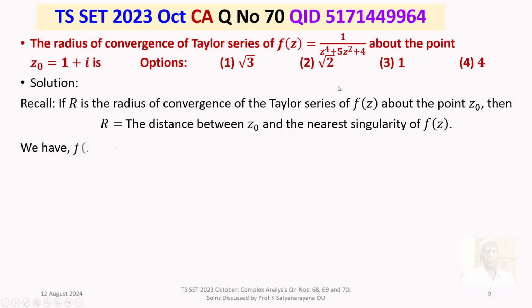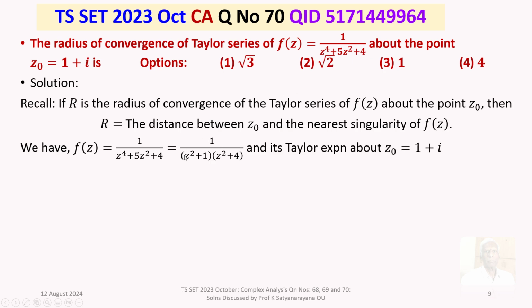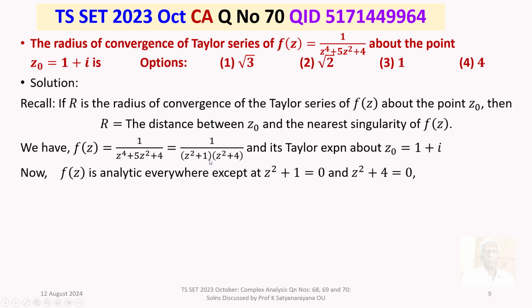Right. So we have f of z, that is 1 by z to the power of 4 plus 5z square plus 4, and that is equal to 1 by (z square plus 1) into (z square plus 4). And we have its Taylor's expansion about z0 is equal to 1 plus i. Don't worry about it and don't go for the Taylor's expansion. That much is sufficient. And f of z is analytic everywhere except at z square plus 1 is equal to 0 and z square plus 4 is equal to 0. That means these are the singularities. These are actually the poles.